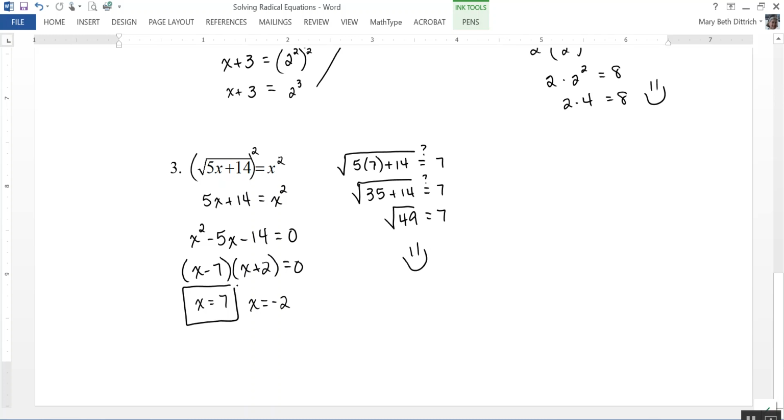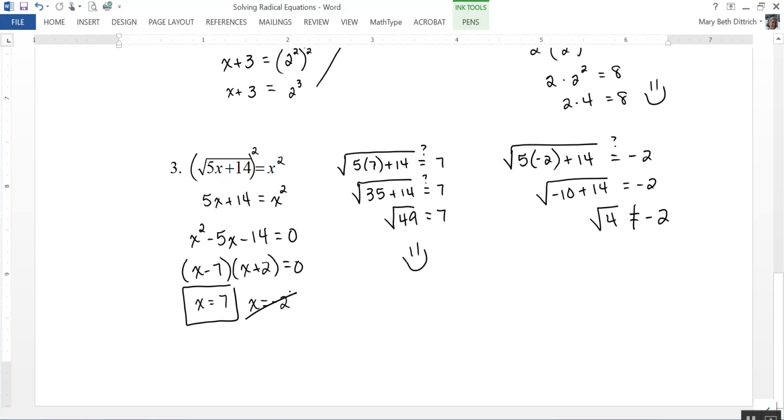Now let's try -2. Is the square root of 5 times -2 plus 14 equal to -2? So is the square root of -10 plus 14 equal to -2? No, the square root of 4 does not equal -2. Remember, we talk about the principal square root. The square root of 4 is equal to a positive 2, so x cannot equal -2. So in this case, I have just one solution. x is equal to 7.